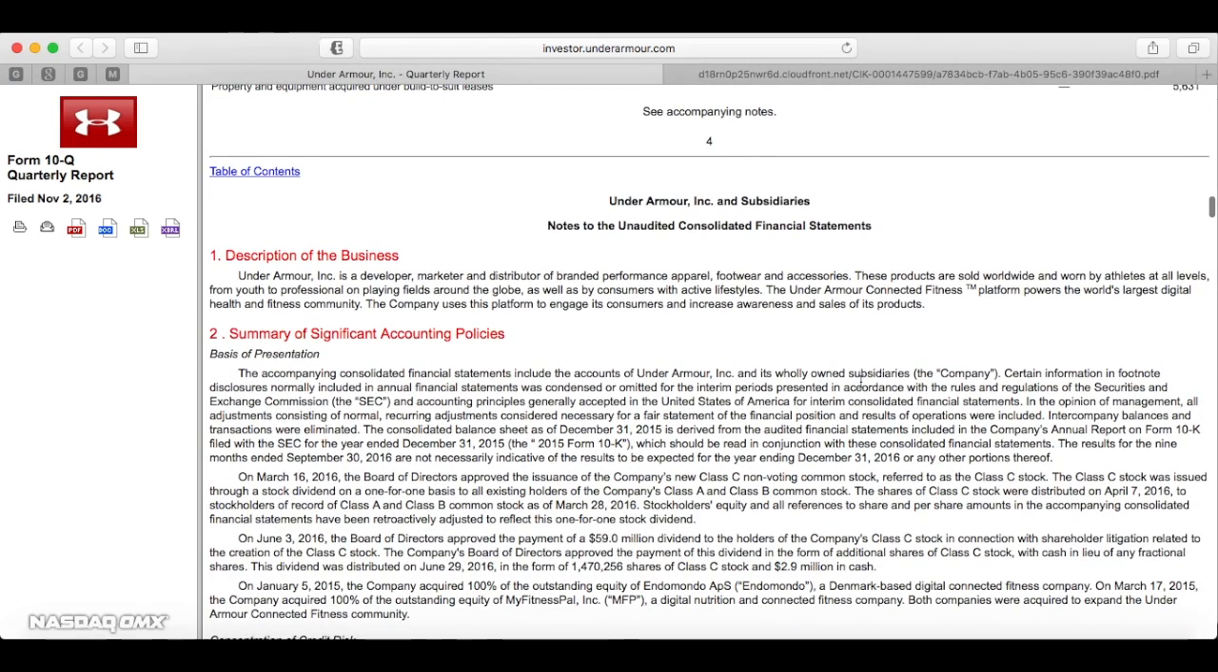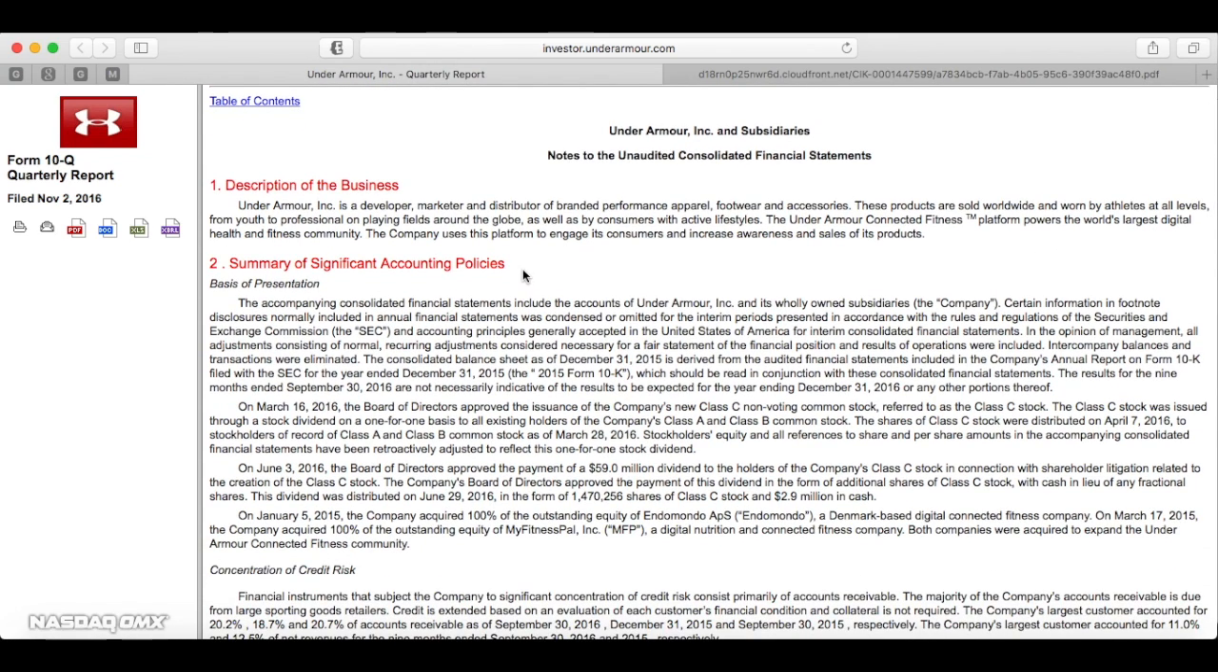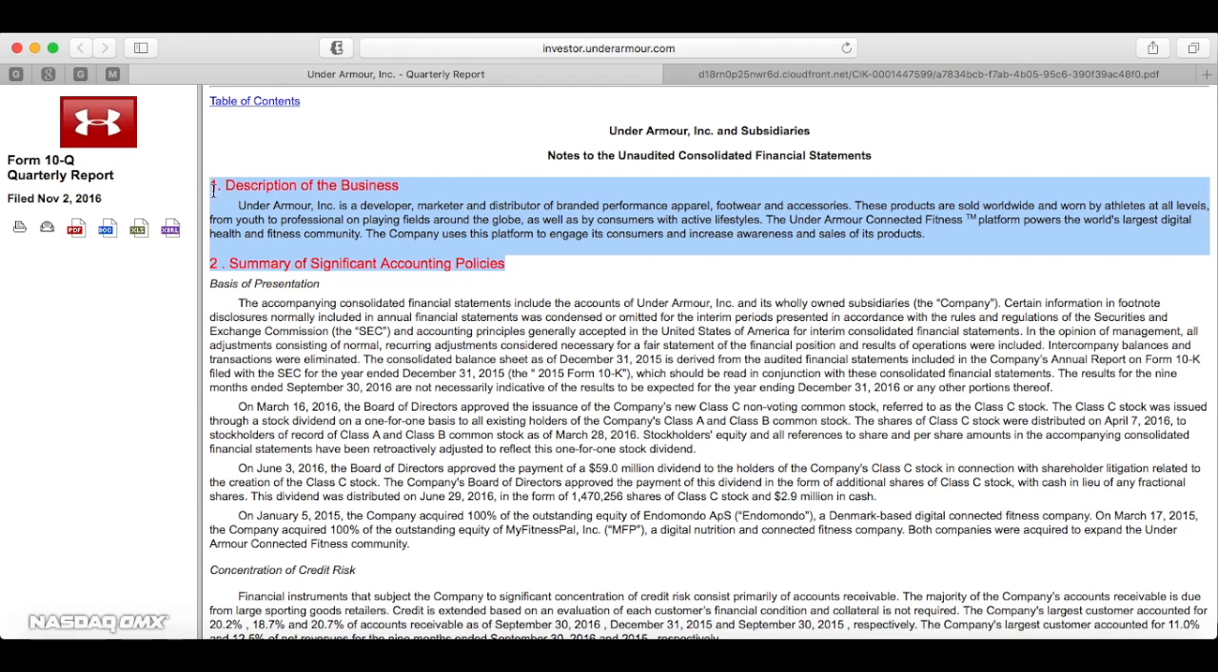Next thing on a 10-Q. Now, sometimes, again, with younger companies, it just depends on the company. Sometimes this precedes what I just showed you.